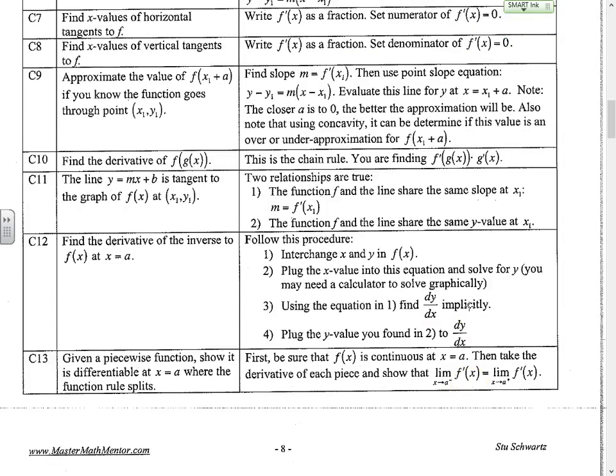Yeah, I was a little troubled. Oh, remember, we just talked about this one. For horizontal, set the top of the derivative or the numerator equal to 0 because the slope is 0. So set the whole derivative equal to 0, but vertical, set the denominator equal to 0. Oh, okay. Yeah.